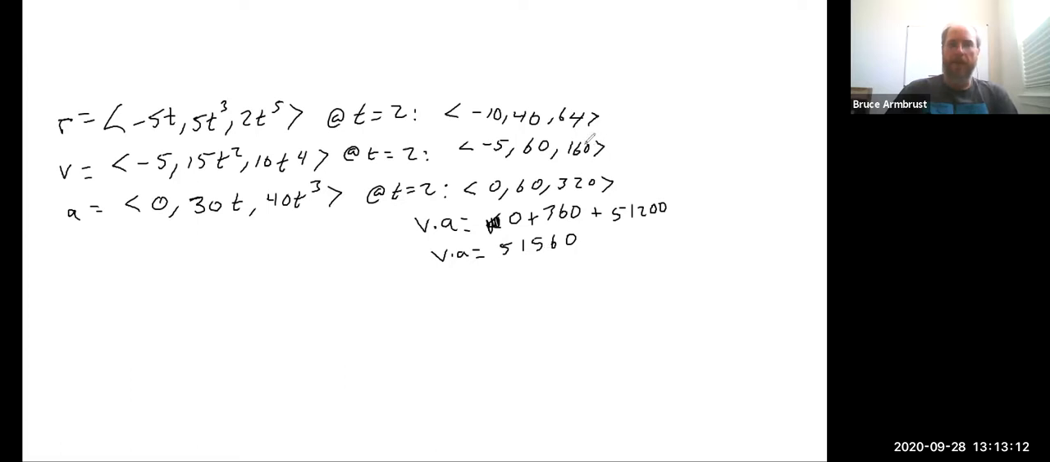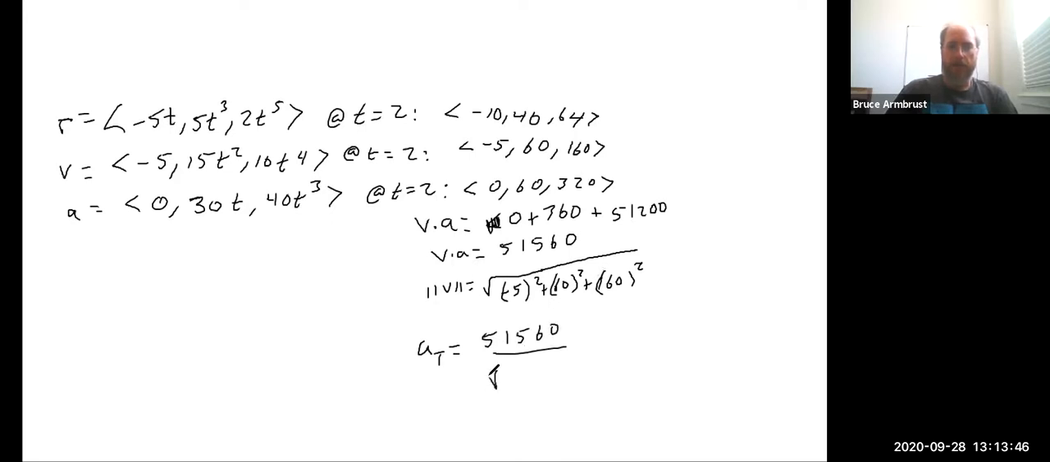And then we need to divide by the magnitude of V. So let me do that right here. The magnitude of V then is the square root of minus 5 squared plus 60 squared plus 160 squared. Just using those, we know that A sub t is going to be 51,560 divided by the square root of all that. So what is that?